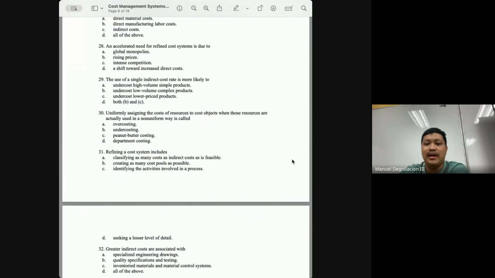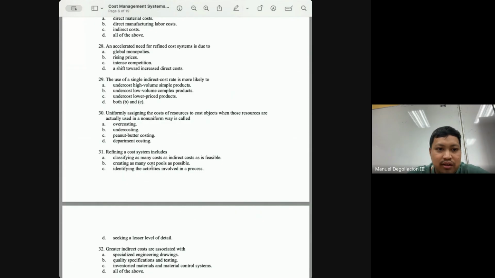So if you use a single indirect cost rate, let's say, for example, the units, each product would be assigned a cost of 2,000 because the total number of units is 100, even though the complex products is only 20%. So how much would be assigned to your complex products? The same as your simple products. And as we have established, class, complex products should be more expensive to produce than your simple products. The answer number 29 would be bravo.